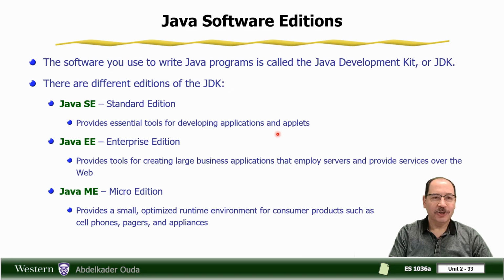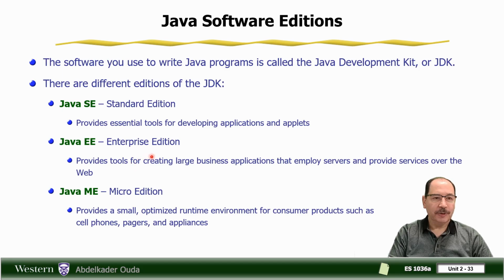The software we use to write Java applications, or the compiler we use to translate Java applications, is called the Java Development Kit, JDK. We have different editions for the JDK. We have Java SE for standard edition, Java EE for enterprise edition, Java ME for micro edition. The Java SE provides essential tools for developing Java applications and Java applets.